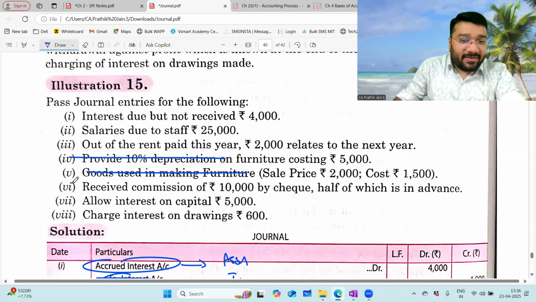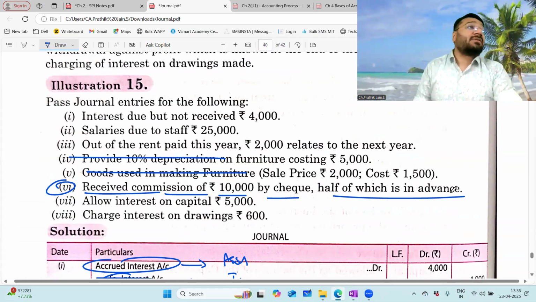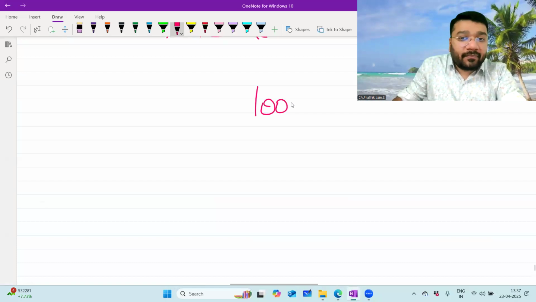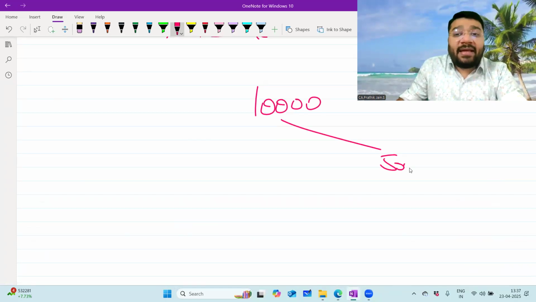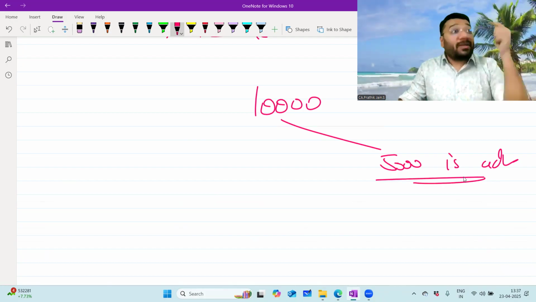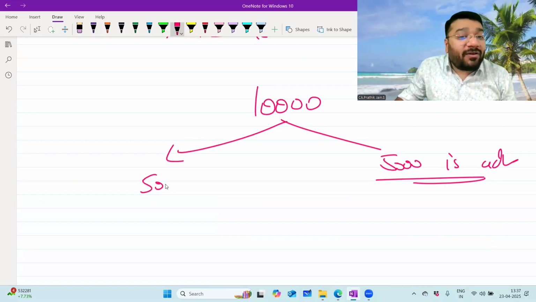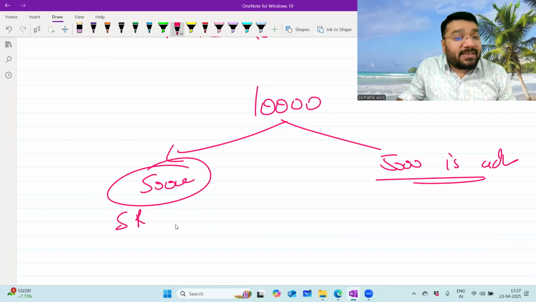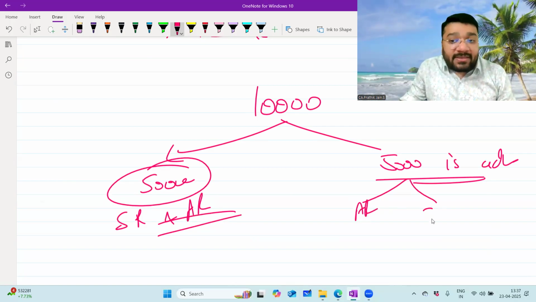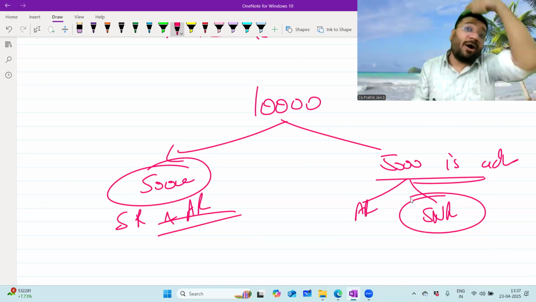Received commission of 10,000 by check, half of which is advance. Guys, you've received 10,000 by check. In that, they're telling that 5,000 is advance. Why are they telling this 5,000 is advance money? Because this person has not given the service for this 5,000. He has given the service only for the first 5,000. Service received, amount received. Here, amount received, service not received. When will I give the service? In future. So this is income of the future.